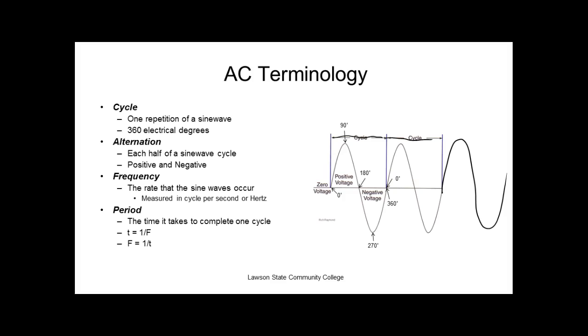Sometimes we lose power, right? We have what we call blackouts. That's when the sine waves are not occurring. An alternation, this is an alternation right here. We call this the positive alternation. So what do we call this one down here? Yeah, we call this the negative alternation.